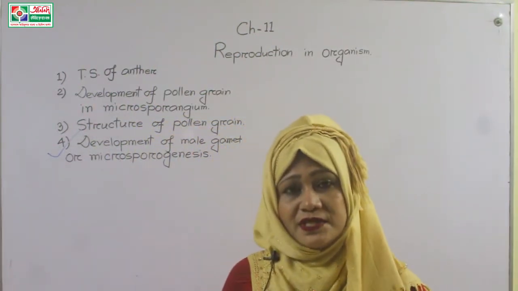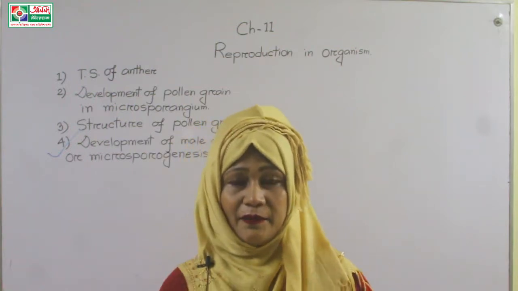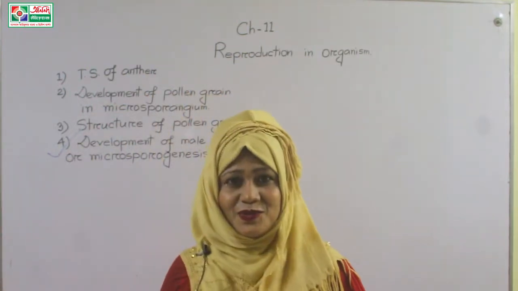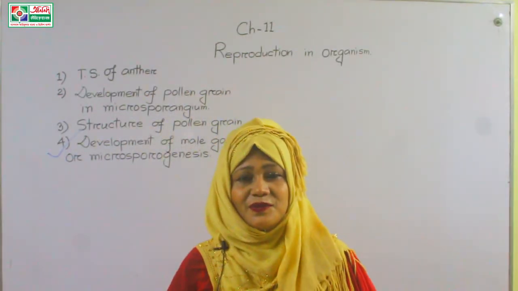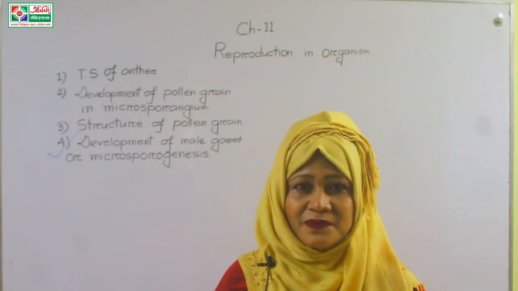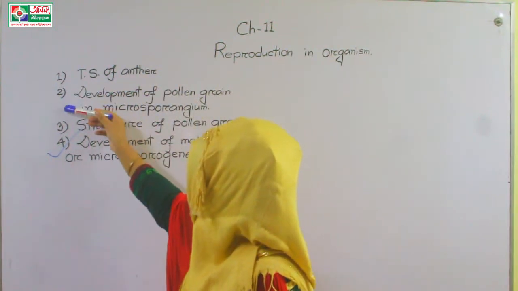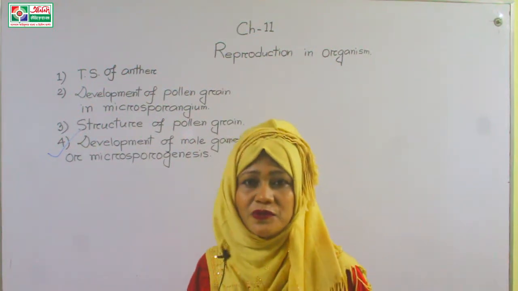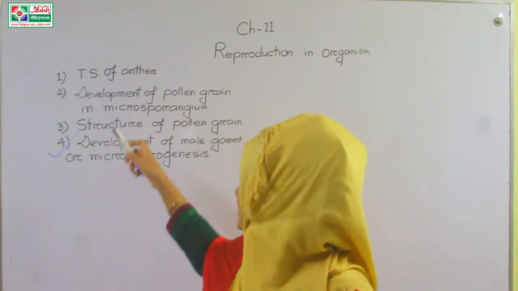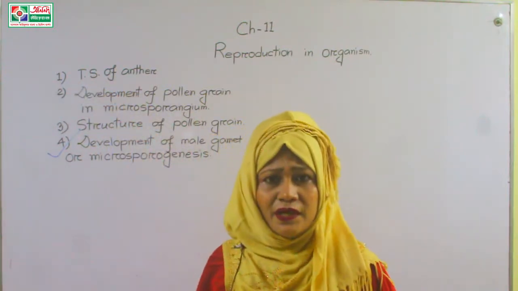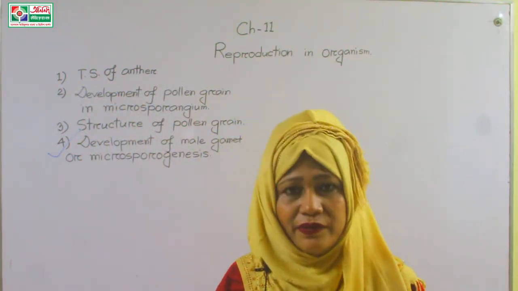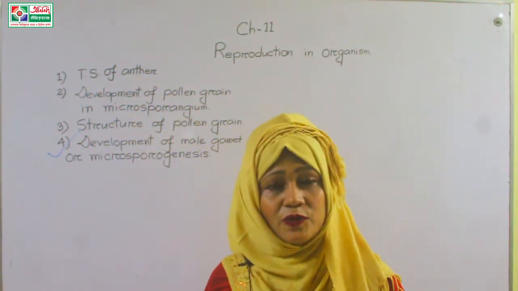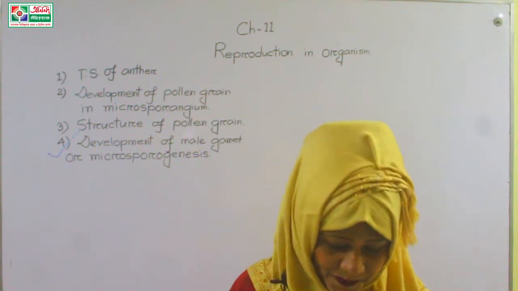But we should know something more, something detailed about these points, because there are some curious students who want to know detail about anything. These points, that means 1, 2 and 3, will help you to know more detail about Microsporogenesis. So we should know these structures. These 1, 2 and 3 will not be in your exam, but you should know them to better understand the development of Microsporogenesis.